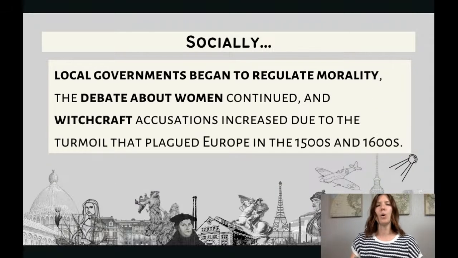Socially, local governments begin to regulate morality. The debate about women starts and continues. And witchcraft accusations increase due to the turmoil that plagued Europe in the 1500s and 1600s.